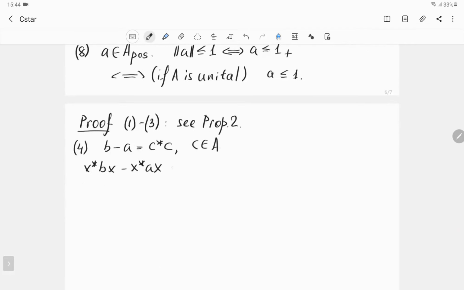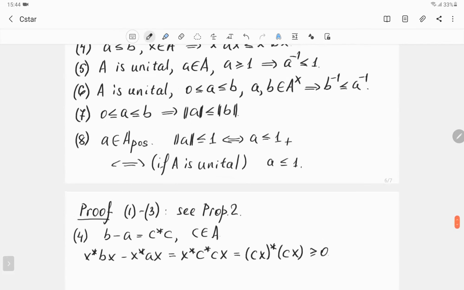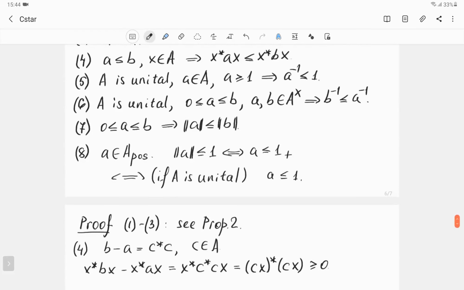Well, what is this? This is x star multiplied by b minus a, and b minus a is c star c, multiplied by x. And this is nothing but cx star cx. And now Kaplansky's theorem implies that this is positive. Okay, so this is part 4. Part 5 readily follows from part 4.